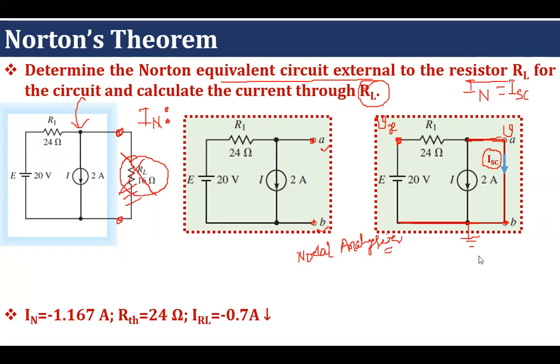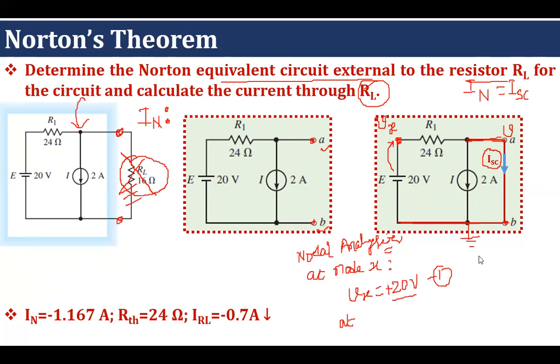So what can we write? At node X, Vx will be equal to 20 volts. Why? Because this node is directly connected to the voltage source, and its positive terminal is connected to X, and that's why the value of Vx will be plus 20 volts. So this is equation number 1.